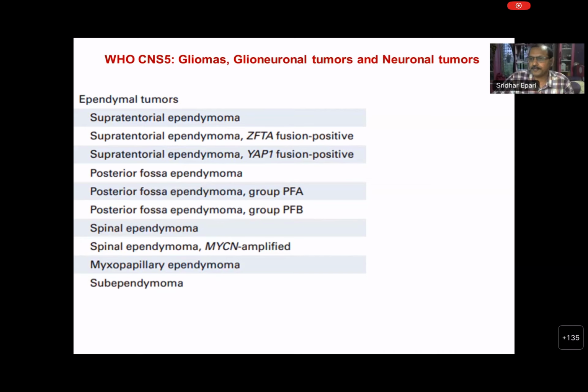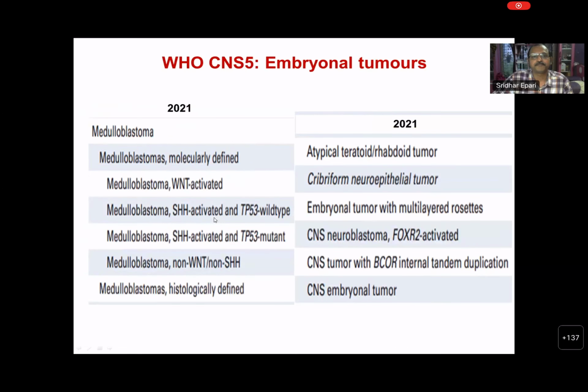For the posterior fossa group, there is no specific name. It is group A and group B, PFA and PFB. Spinal ependymoma is based on histology, like myxopapillary ependymoma and subependymoma, and the new entity, MYCN-amplified. So today we are going to cover the supratentorial and posterior fossa groups. Embryonal tumors, as you know, the most common is medulloblastoma.